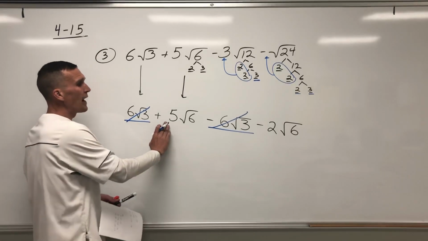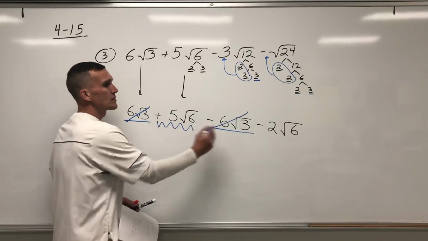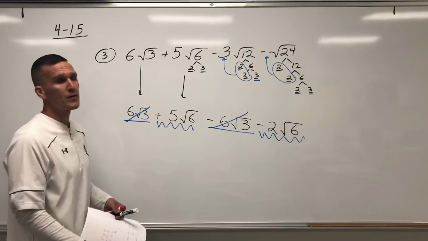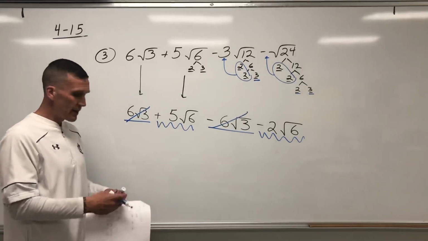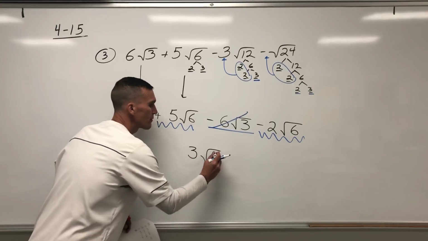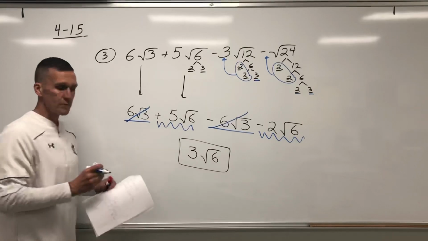But we look at what we still have then. And you guys, 5 rad 6, it's positive, gets to combine with negative 2 rad 6. So I add or subtract the numbers in front, and 5 minus 2 is 3, and I keep my rad 6 as my final answer.